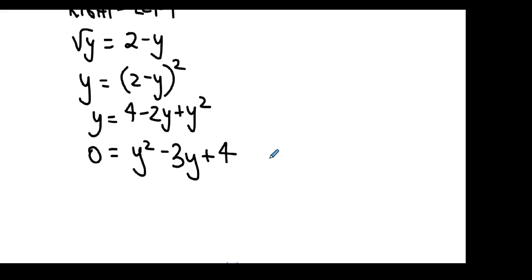Yes, I thought something's wrong right here. That's wrong. Thank you, Henry. When I FOILed, I should have gotten minus 4y, and then when I bring that y over, it's a total of minus 5y.